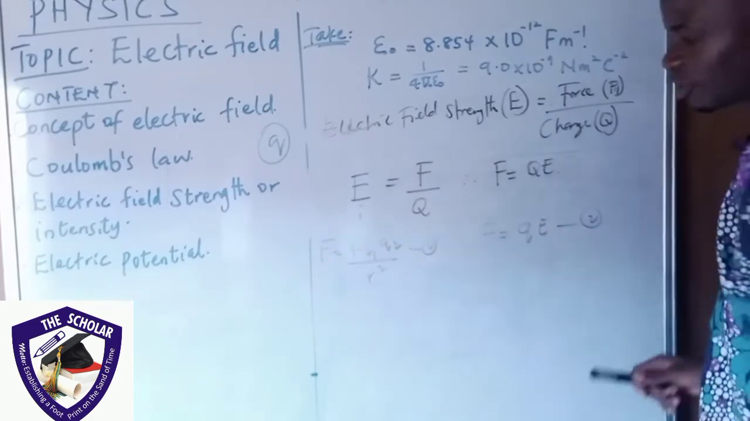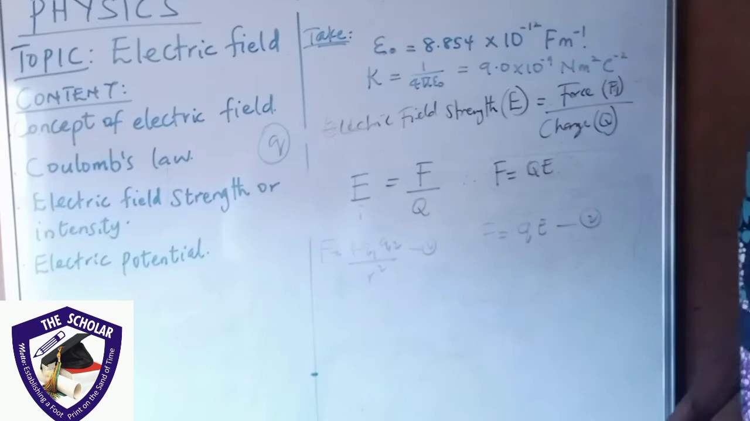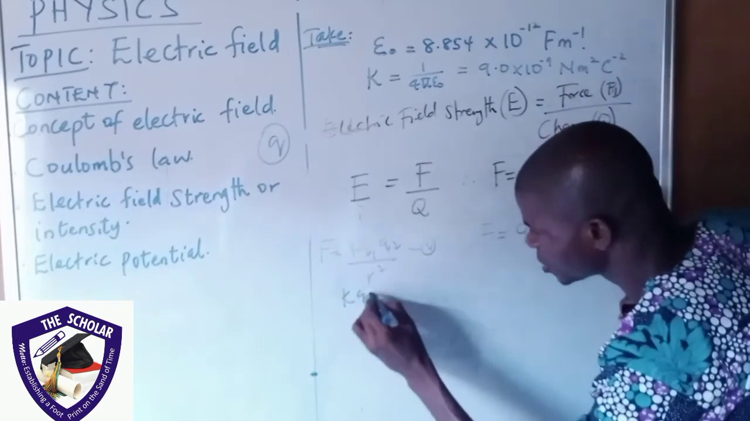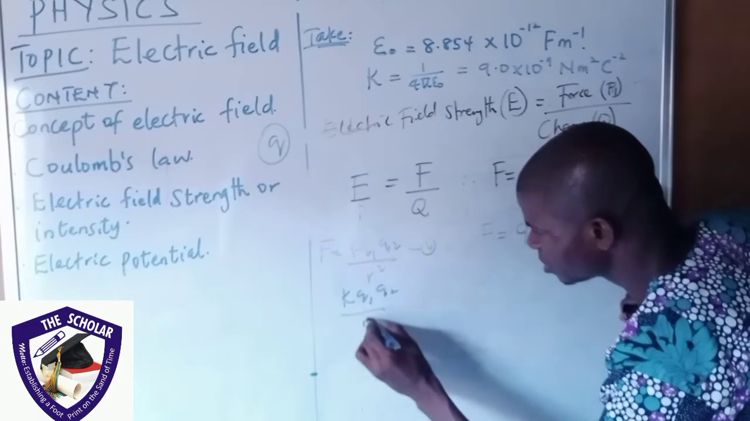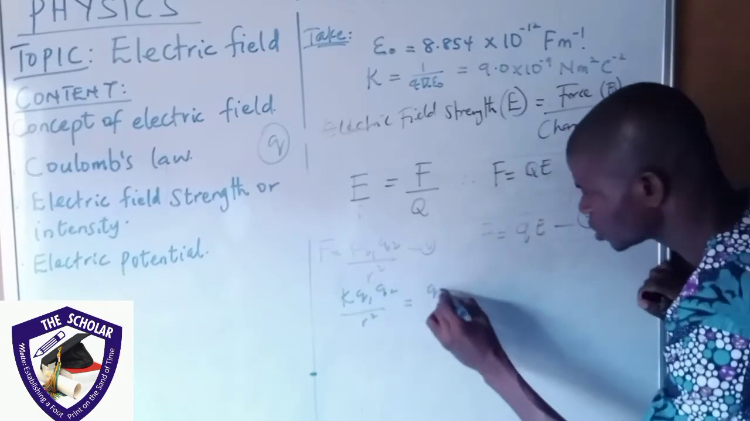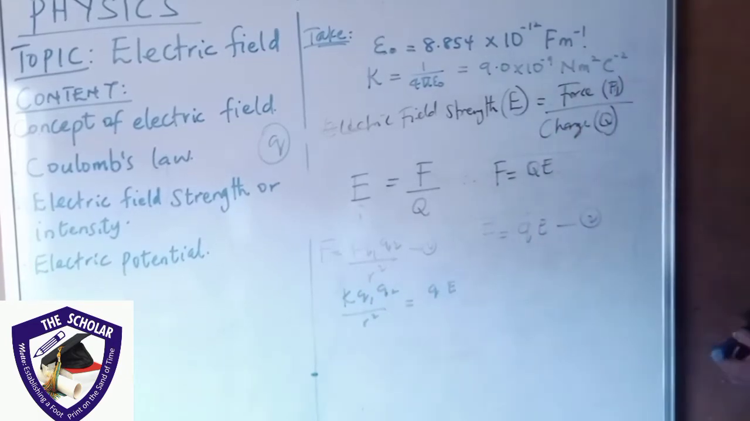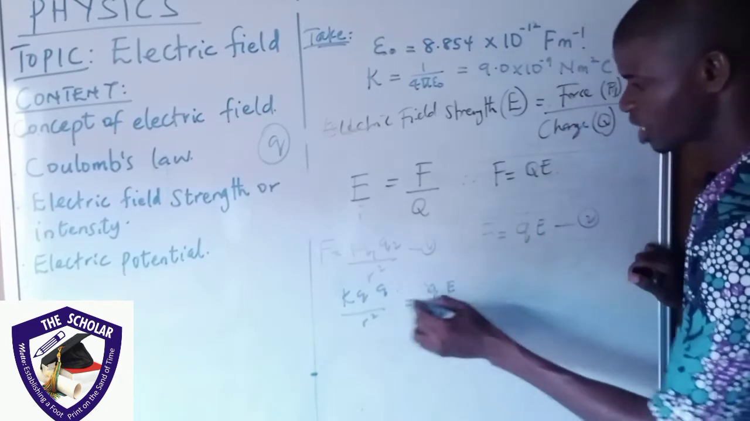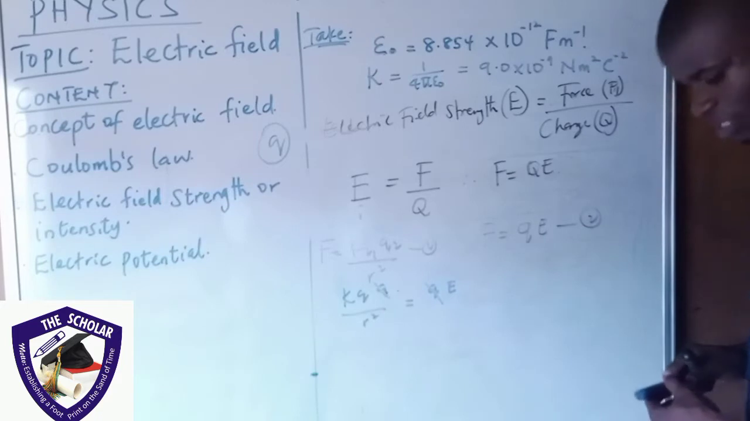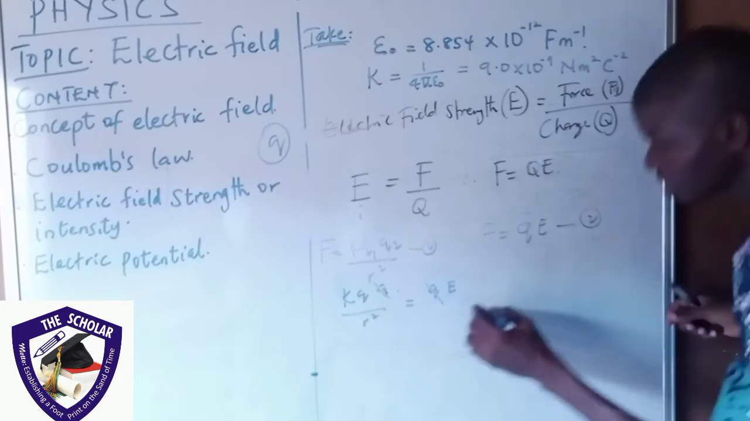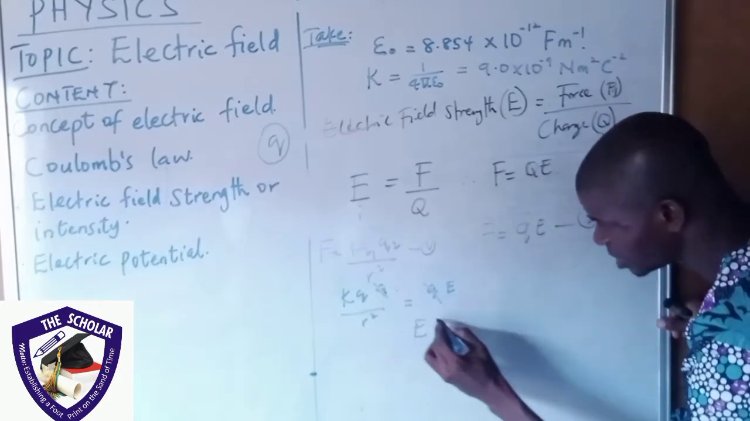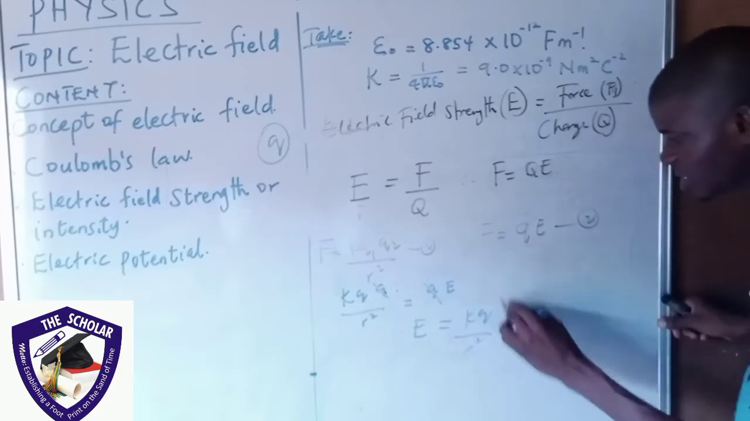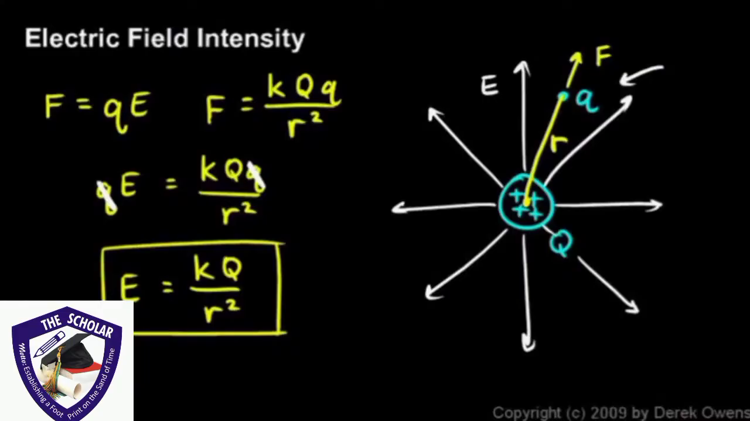Since the first one is force and the second one is force, when we bring them together, we have KQ1 Q2 over R squared is equal to QE. And let's say the Q is just uniform, so one Q cancels one Q on the other side. Therefore, our electric field strength E is equal to KQ over R squared. This formula is very, very important.